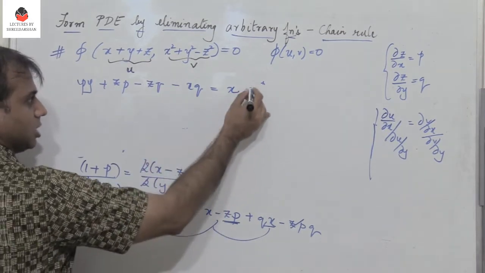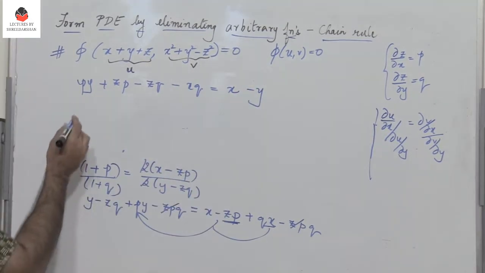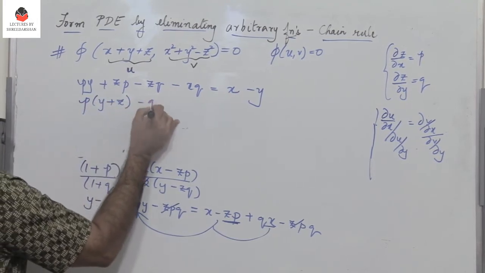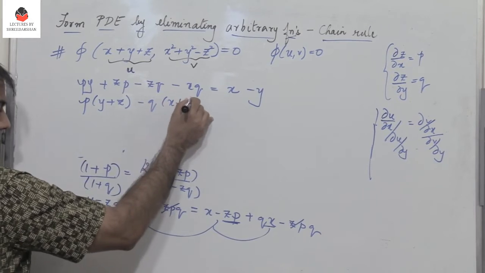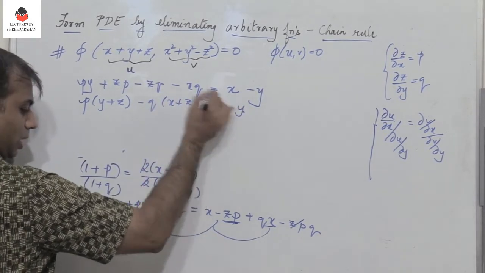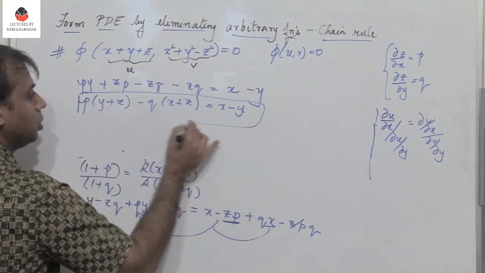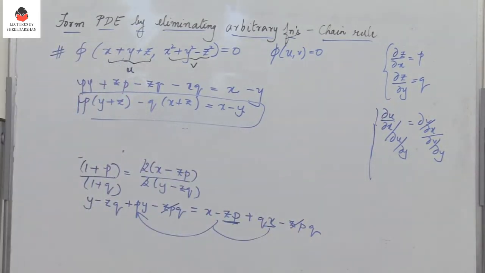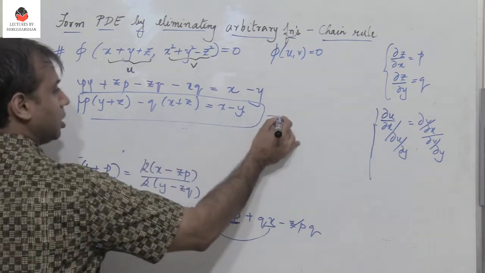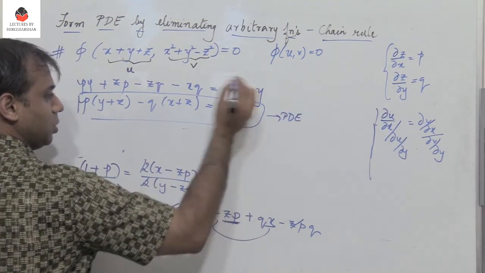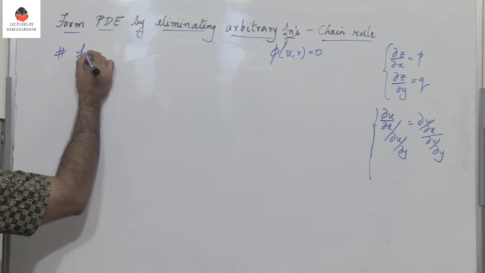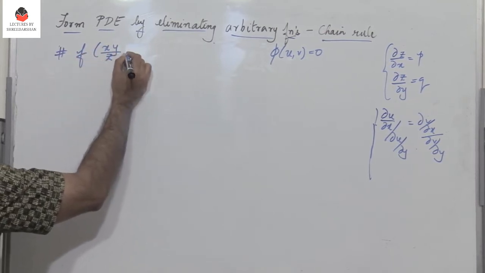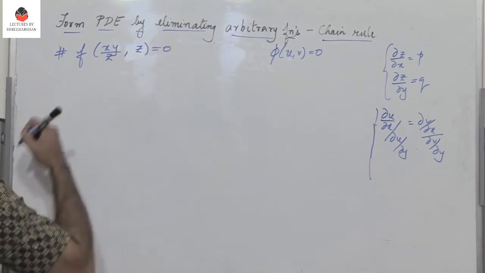Take y to the other side, minus y. So taking p common, you have y plus z minus q into x plus z equals x minus y, where p and q are defined by del z by del x and del z by del y. So this is the required partial differential equation. Next problem, consider function x into y by z, comma z equal to 0.